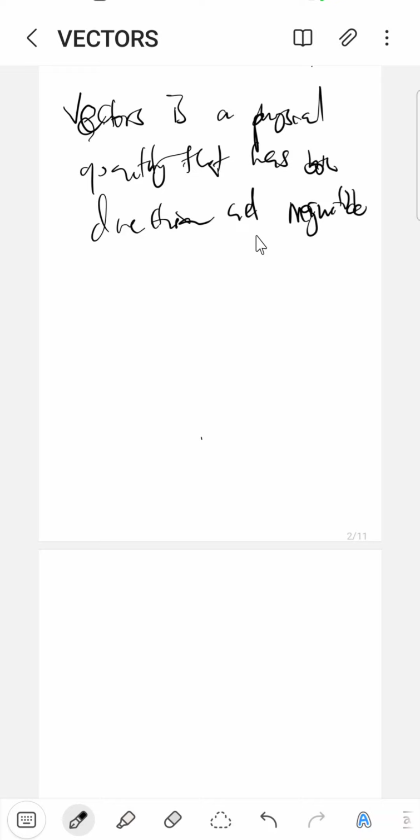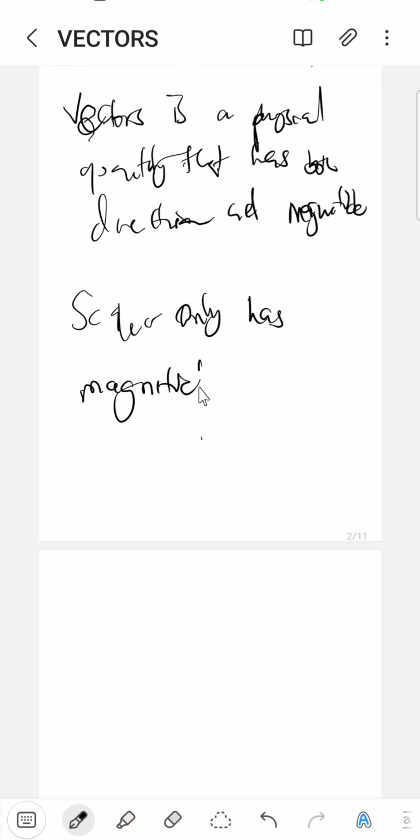All right, now of the physical quantities, there's a vector type and a scalar type, but in today's video we're more focused on the vector type. However, the difference is a scalar only has magnitude. A scalar only has magnitude. But we're not so much focused on scalars in today's video. All right, so vectors, that's about its definition. A vector is a physical quantity that has both direction and magnitude.